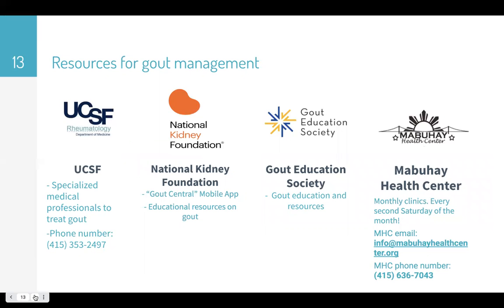Another resource is the National Kidney Foundation. The kidneys are important for processing the uric acid in your body. The National Kidney Foundation has a lot of resources, and they even have a mobile app called Gout Central. For more resources, you could also check out the Gout Education Society.